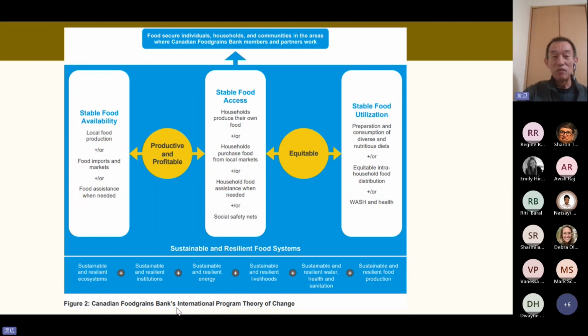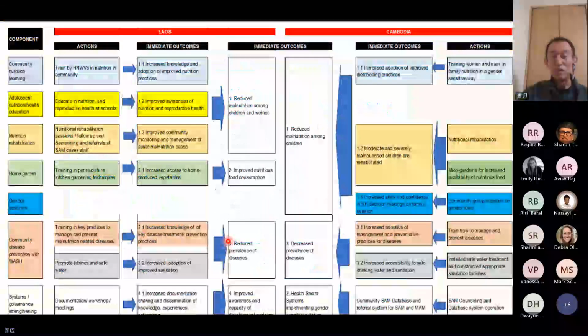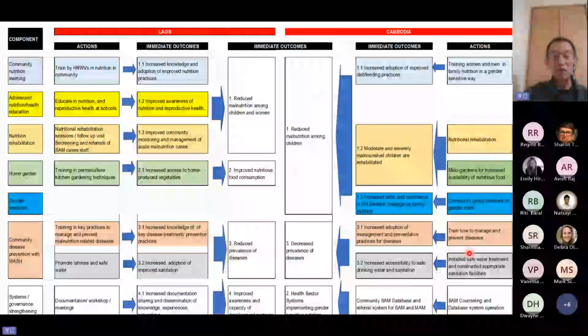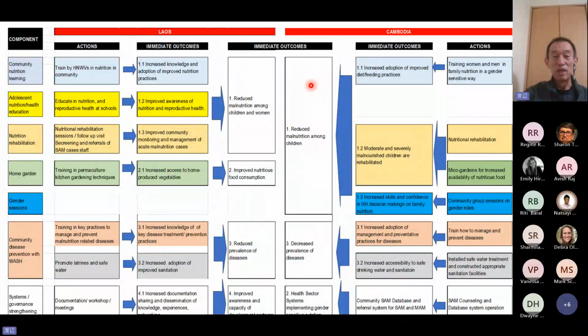So the first thing I did was to illustrate the results framework and compare the two countries' results frameworks to see how they are different or similar. This left-hand side is the Laos results framework. This is intervention, immediate outcomes, and intermediary outcomes. And this part is for Cambodia. Again, this starts from intervention, immediate outcome, and the intermediate.